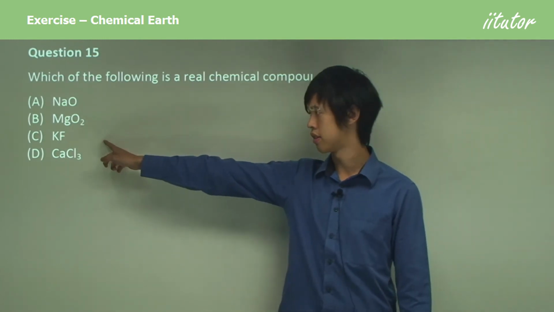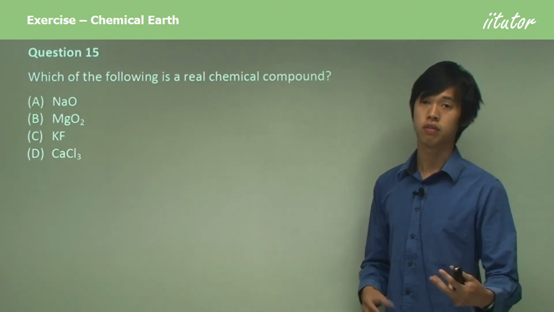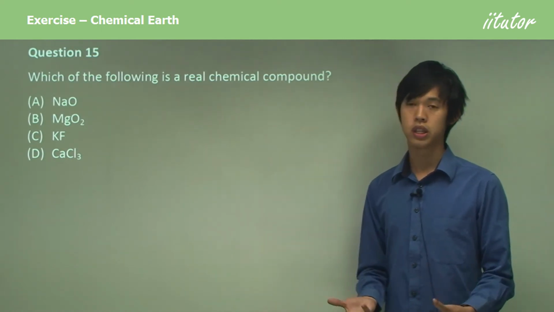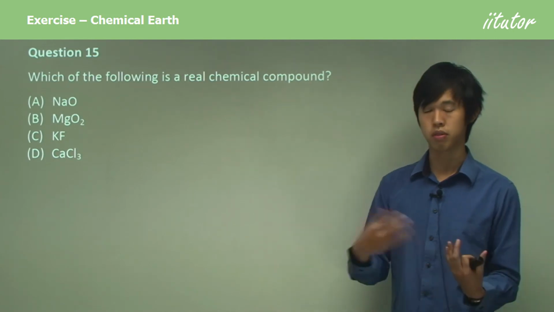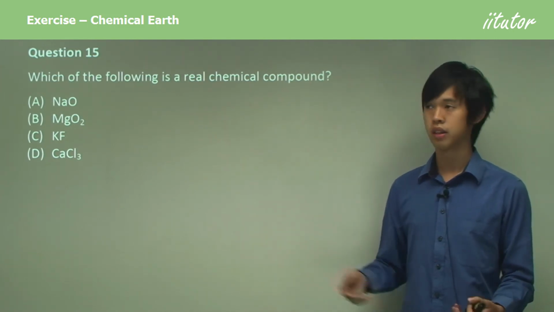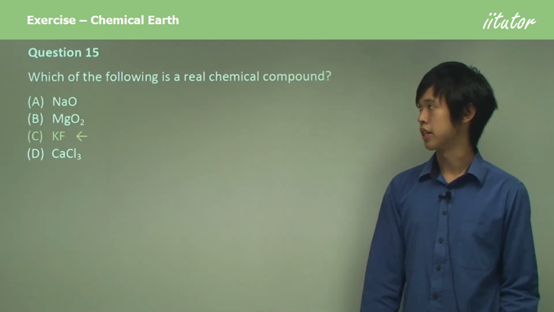That leaves us with C. Obviously it must be the answer, but we can prove it. Potassium can give away 1 electron. Fluorine requires 1 electron, so they're both happy. Potassium will give away its electron, fluorine will take it, and so they'll form an ionic compound. So C is the correct answer.